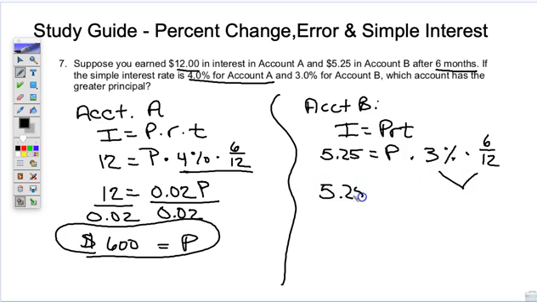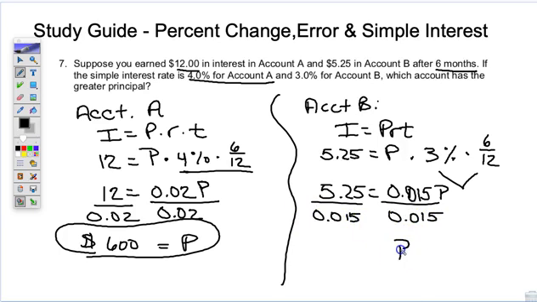So $5.25 stays there. 3% times 6/12 is equal to 0.015, and my P is still there. So let's undo this multiplication right here, and we are going to divide by 0.015 on both sides. The principal for account B should be $350.